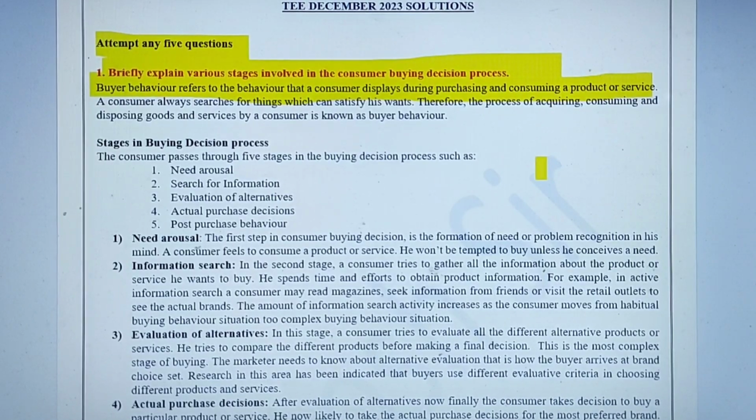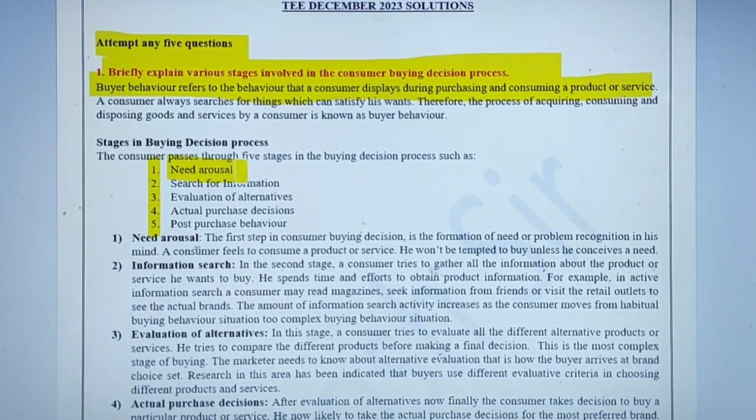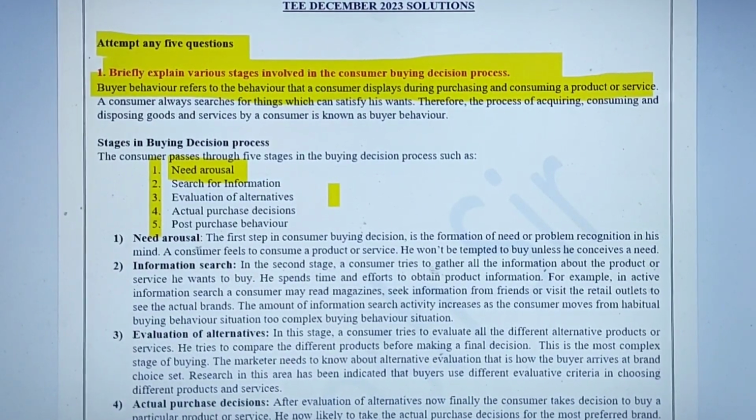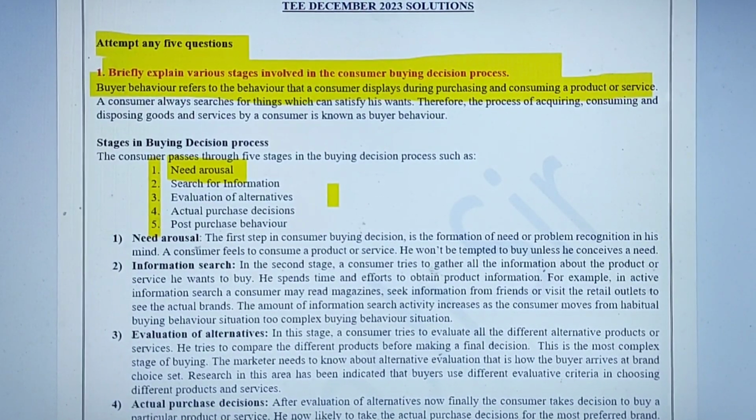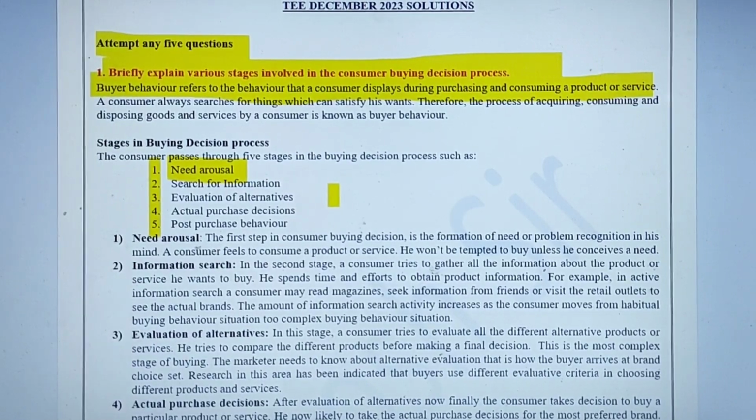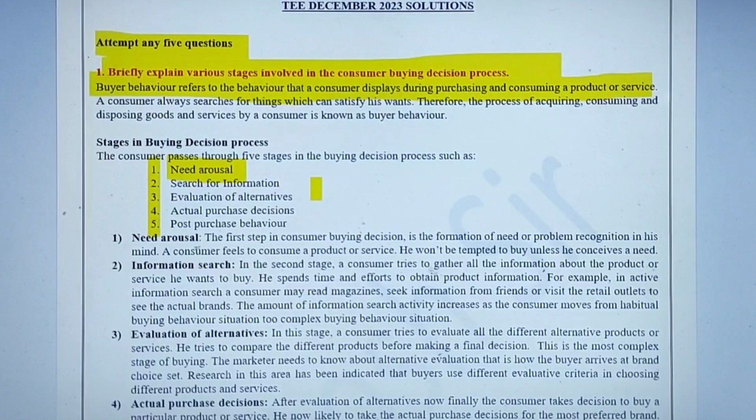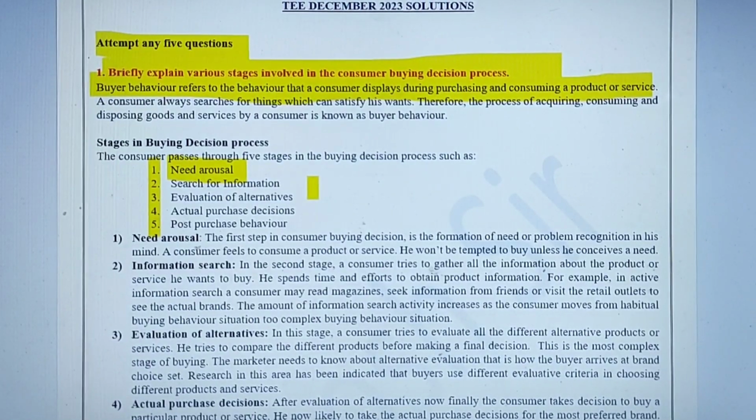Basically this question asks for the stages, like what are the different stages that the buyer goes through while taking the purchasing decision. So basically these 5 stages are here. The first stage is need arousal. That means the buyer must feel the need for the product or service, because unless and until he feels the need, he will not go for the purchase. So he should feel that need, necessity.